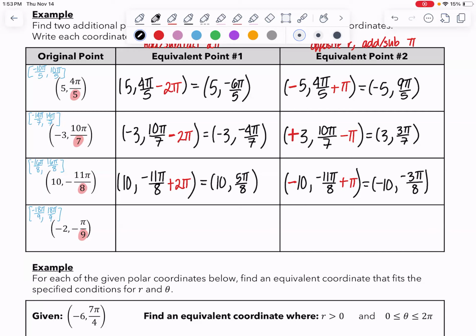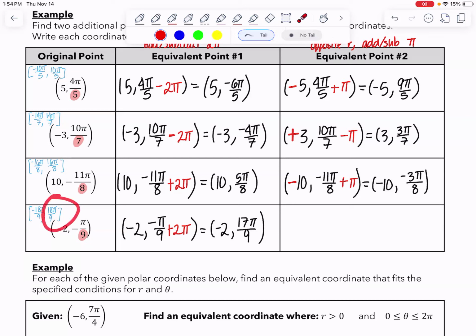All right, last row of this problem. For the first one, we have negative 2 comma negative pi over 9. I'm starting with a negative angle, so I'm going to add 2 pi here to make a coterminal angle. I have negative 2 comma negative pi plus 18 pi is 17 pi over 9. That fits within our interval, right? Doesn't get bigger than 18 pi.